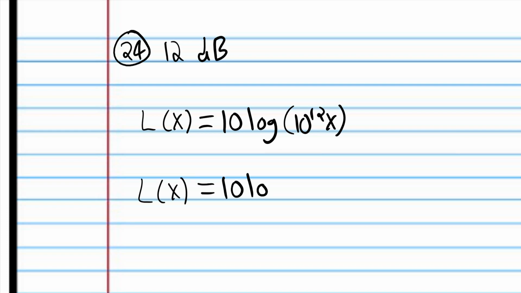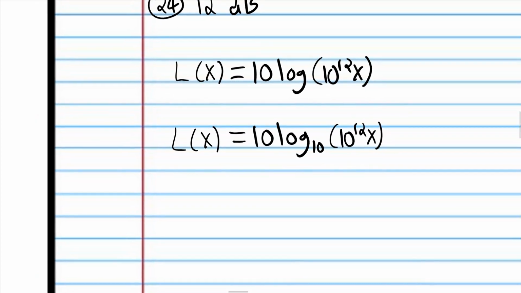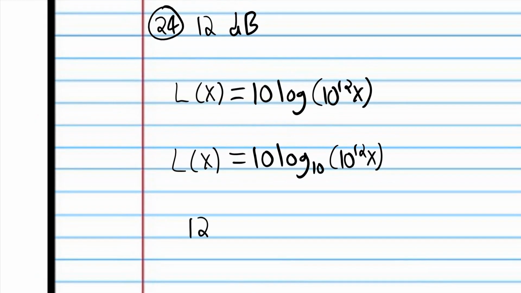Alright, we're back. So when you don't see a base in a logarithm, it's assumed to be base 10. The only exception to that is when you see ln x. You don't see a base there either, but that's assumed to be log base e of x. So I'm just talking about the log notation. So we're told that the loudness is 12 decibels.